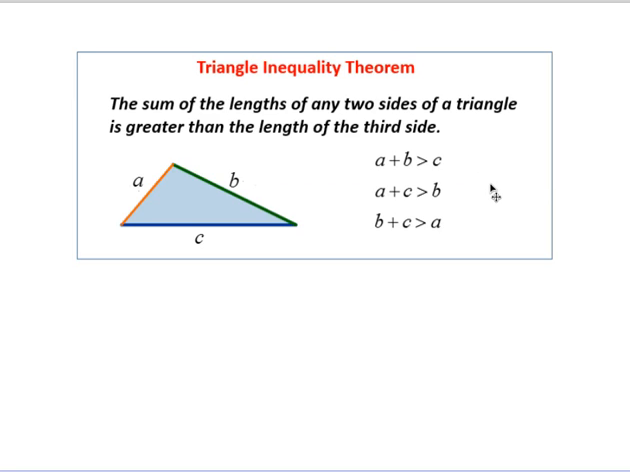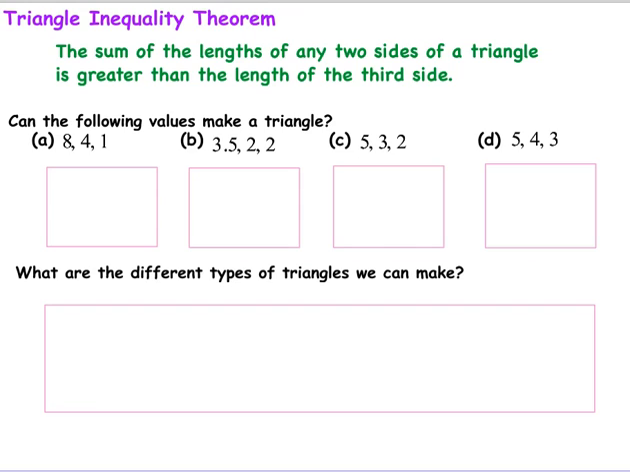Okay, so if we have any triangle and we don't necessarily know the third side, we can determine what that third side, the range of the third side, can be by using these inequalities. So we have A plus B, that has to be greater than C. If we have A plus C, that has to be greater than B. And if we have B plus C, that has to be greater than A. So let's look at some examples.